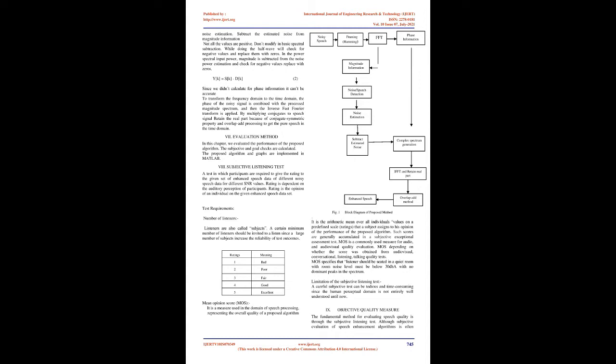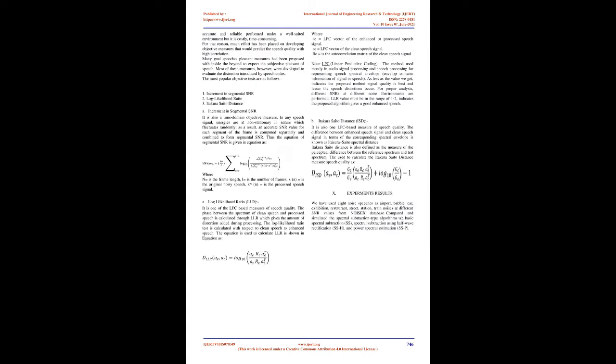6. Subtracting the noise spectrum. Phase information, Pk, will not make a difference to the ear, so keep the phase information as it is. In magnitude, perform noise estimation. Subtract the estimated noise from the magnitude information. Not all the values are positive. Don't modify in basic spectral subtraction. While doing the half wave, we'll check for negative values and replace them with zeros. In the power spectral, the input power magnitude is subtracted from the noise power estimation, and we check for negative values and replace them with zeros. Yk equals Sk minus Dk, (2).